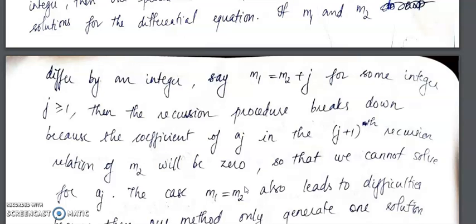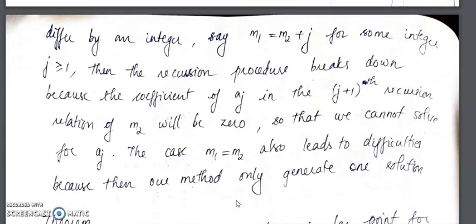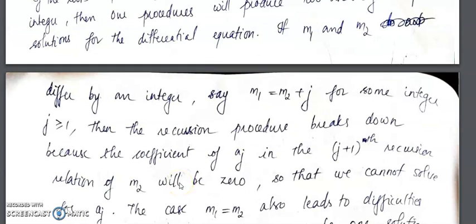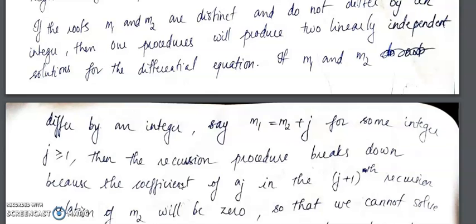And similarly, when you have the case where m1 equals m2, if m1 and m2 are both the same, in that case also we have only one value of m. With one value of m, you can find only one Frobenius series in that case. So the case m1 equal to m2 can also generate only one solution. So these are the different cases where you will have two linearly independent solutions and one linearly independent solution.